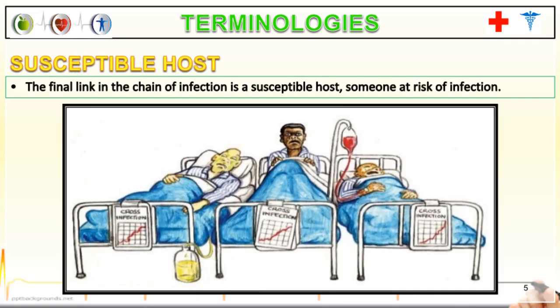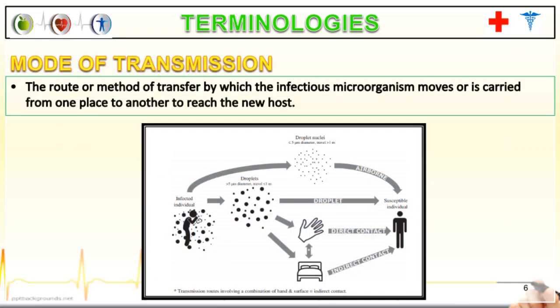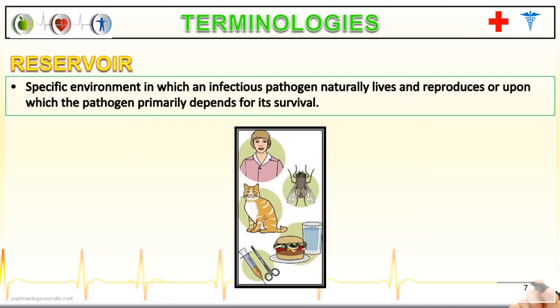A susceptible host is the final link in the chain of infection, someone at risk of infection. The mode of transmission is the route or method of transfer by which the infectious microorganism moves or is carried from one place to another to reach the new host. The reservoir is the specific environment in which an infectious pathogen naturally lives and reproduces, or upon which the pathogen primarily depends for its survival.